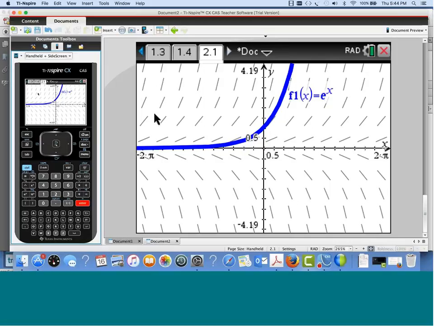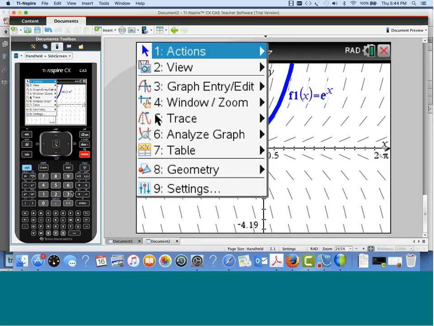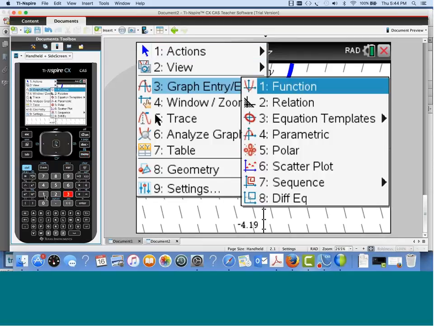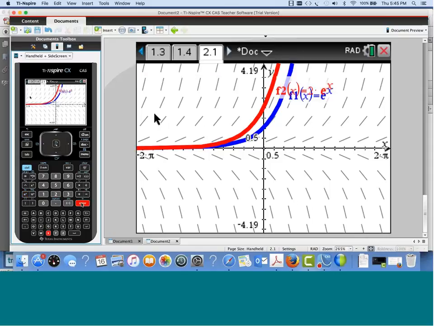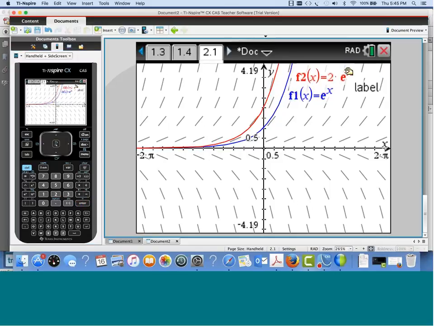All right, so if I graphed yet another one, for example, how about 2e to the x. There we go. And so we can see both of those are fitting the slope field. Our labels are getting a little bit on top of each other. Okay, so I found that slope fields really are powerful for talking about and visualizing solutions to differential equations.